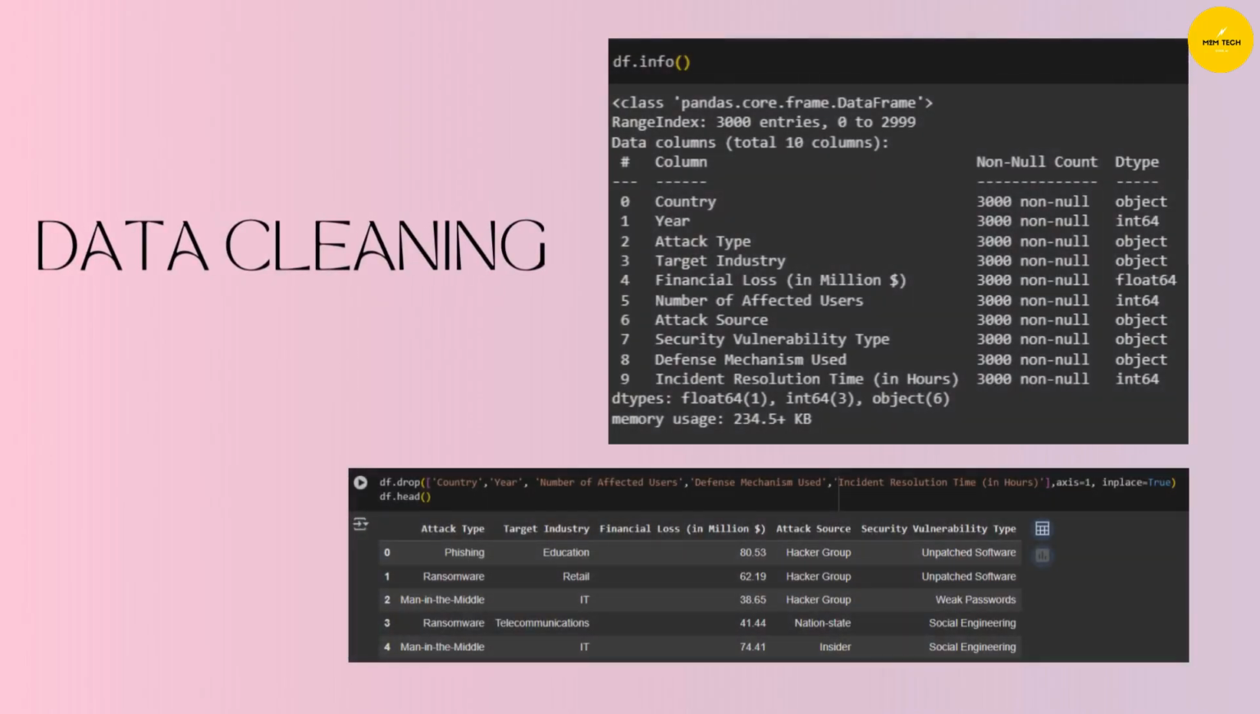For my data cleaning, I was fortunate to come across a data set that did not require any cleaning. So, what I decided to do was remove columns that were not necessary for this analysis, as my focus was on the attack type, the target industry, the financial loss, and the security vulnerability type. I also decided to keep the attack source for my benefit, as I was also interested in the source type based on the attack type.